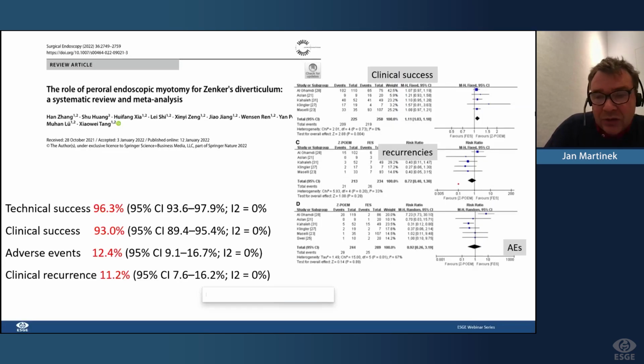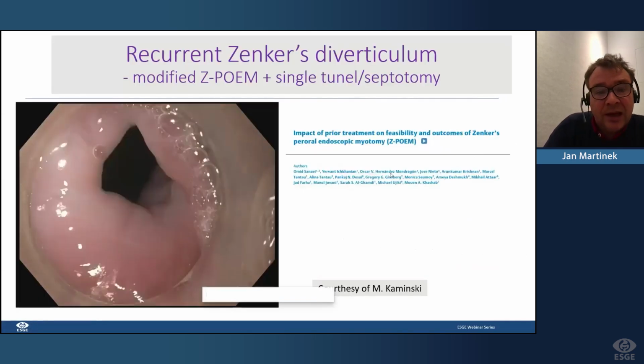And I chose this meta-analysis just comparing septotomy and ZPOM. If you look at the technical success 96%, clinical success 93%, adverse events 12%, and recurrence after ZPOM 11%, these numbers and also these plots, these two methods look rather similar.